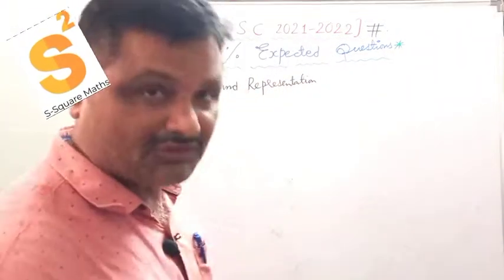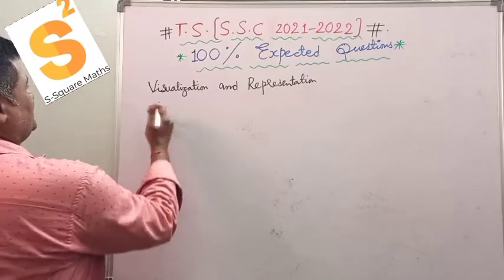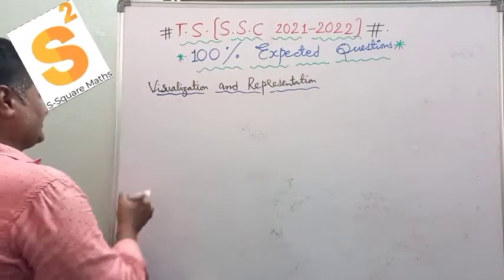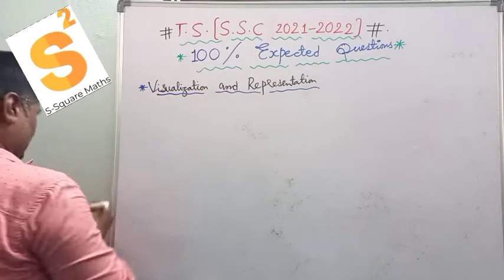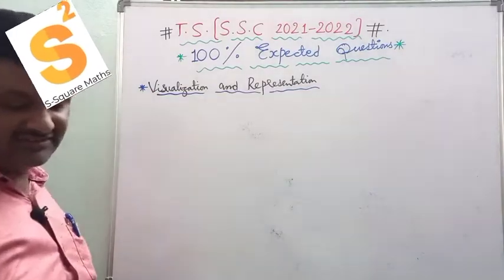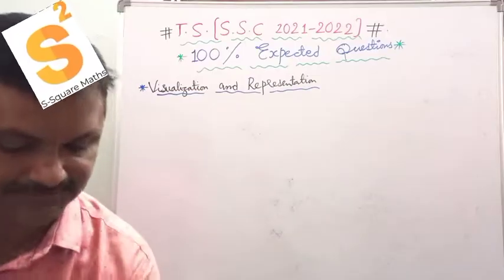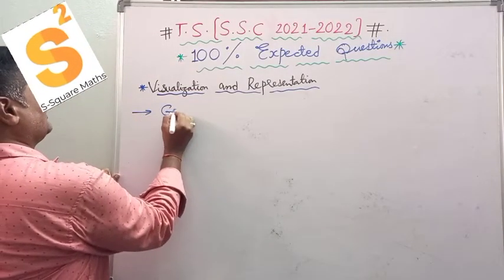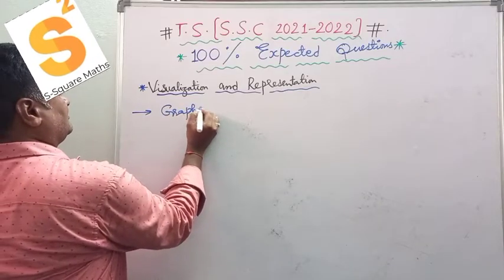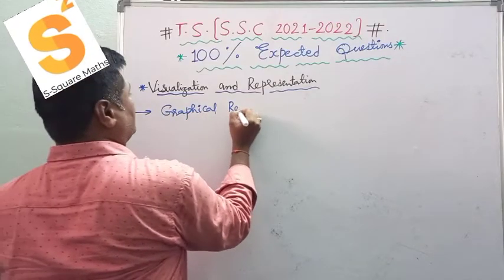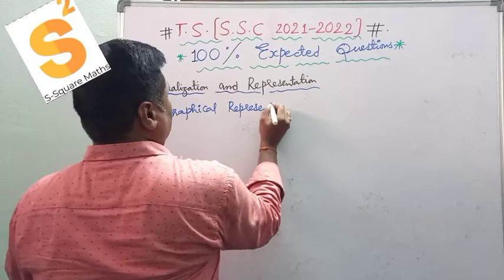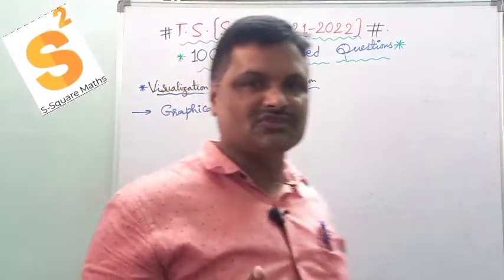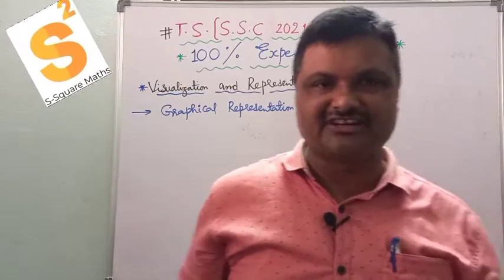So you may get an idea now by writing this on the board. Let us go through it. Visualization and representation. In this, the first one is graphical representation. You will find graph problems, as you know very well, in 3 different chapters.